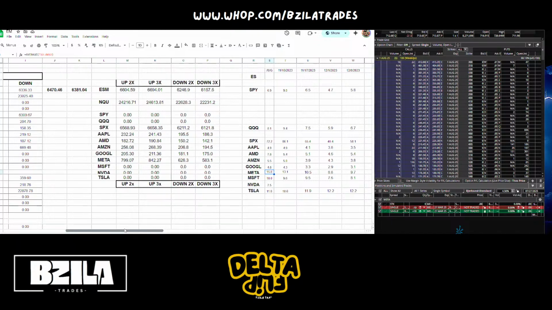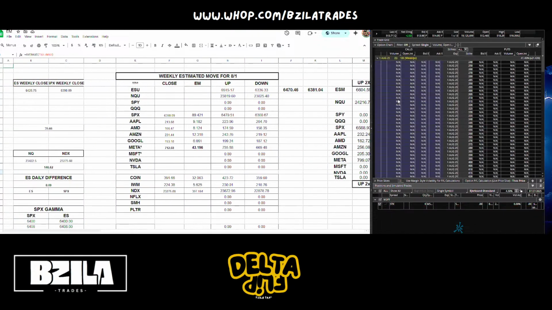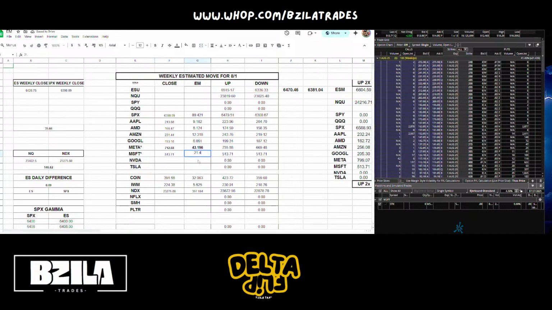15 points. That was a lot. I need to keep back up on those averages, but it does help. Microsoft does have earnings. 21.436.